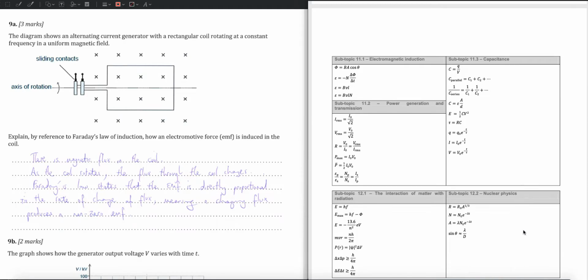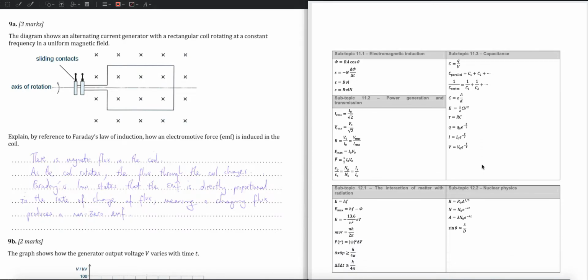Okay, so I've gone through my data book. I've found the relevant equation. It's this one here: epsilon equals minus n delta phi over delta t. Here we've got both Faraday's law, that's the proportionality to the rate of change in magnetic flux, and Lenz's law, which is the minus sign. So just remember both of those for future reference.